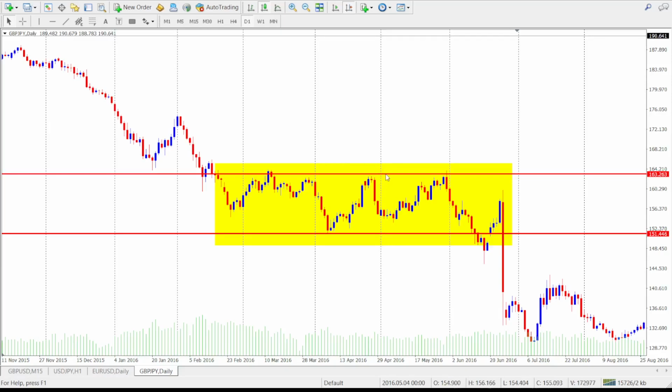and selling at resistance. So if you buy at this support, you can set your stop loss below the support and target the resistance for your take profit. If you sell at this resistance, you set your stop loss above the resistance and target your take profit at the support.